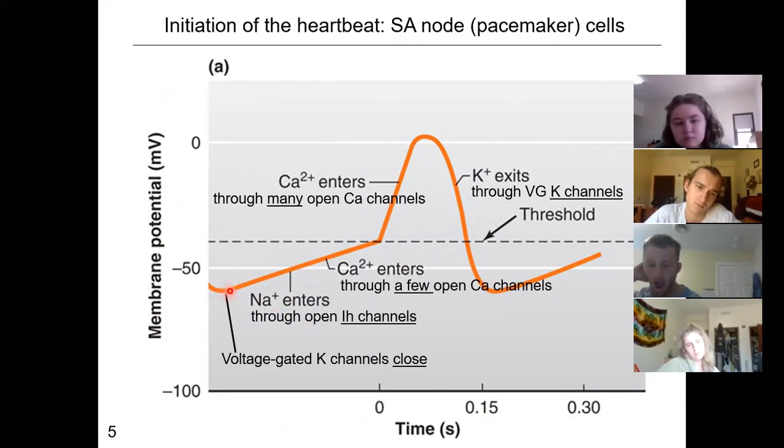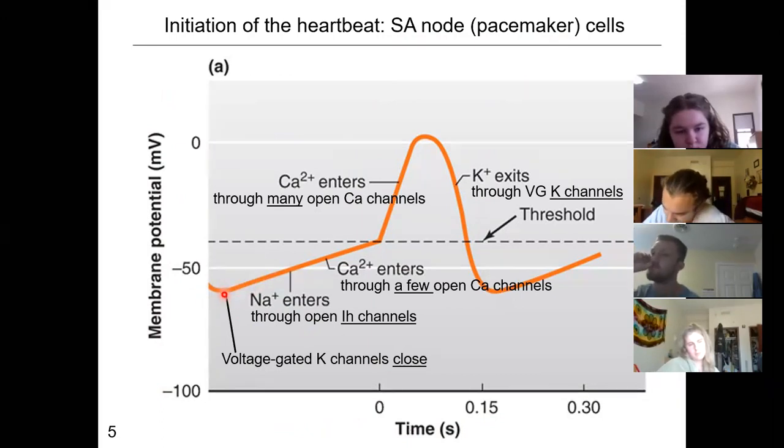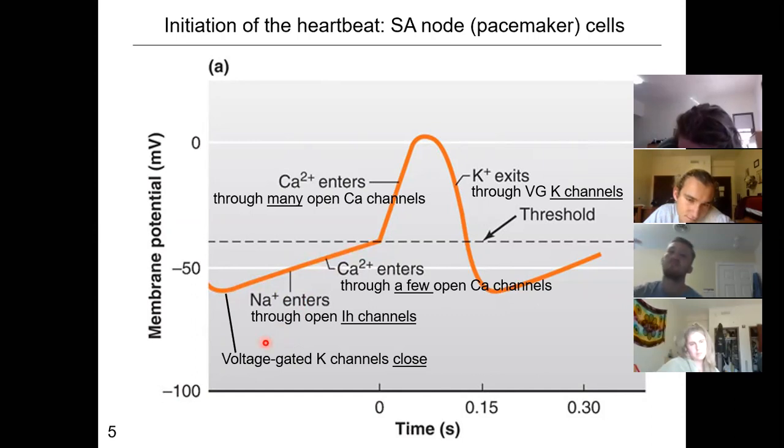The membrane potential at rest is negative. So this membrane potential is negative, but it's not steady. It slowly depolarizes. Why does it slowly depolarize during this, quote, resting period? It slowly depolarizes for three reasons.